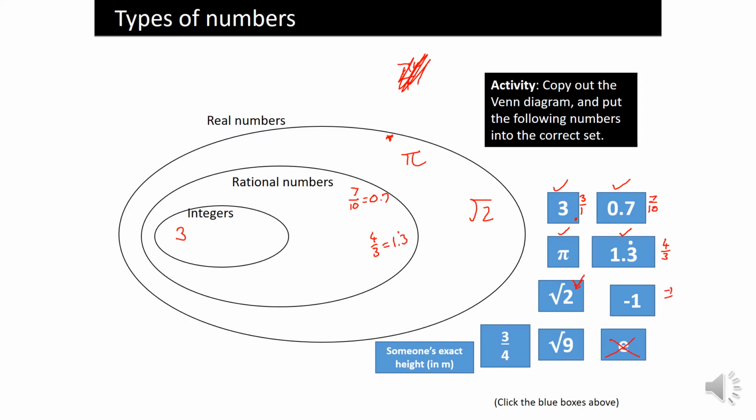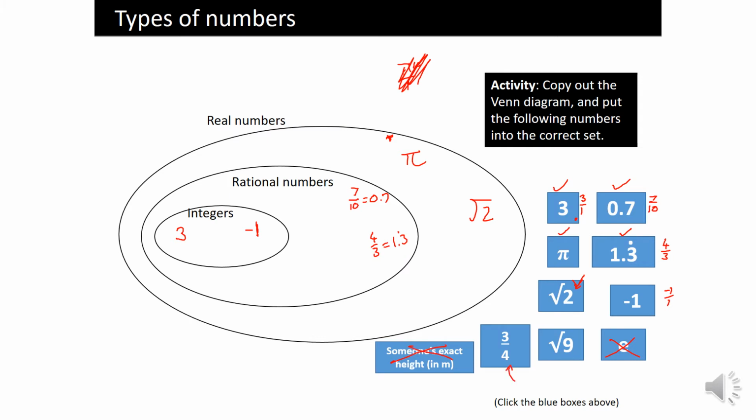-1, we could write that as -1 over 1, so that would be a rational one. It is actually an integer as well, because it's a whole number. So even though it's negative, it still counts as an integer. We'll ignore the height in meters, we'll just go on to the 3/4 one.